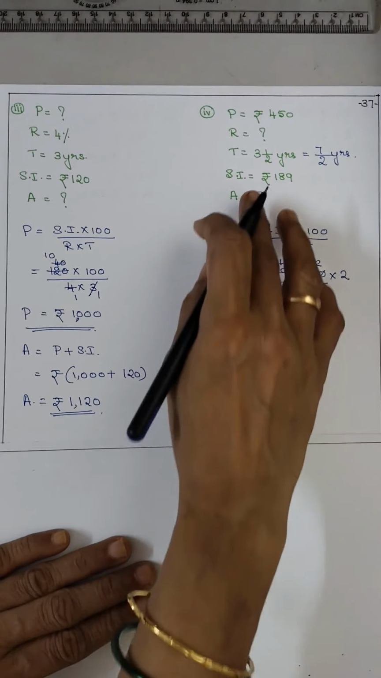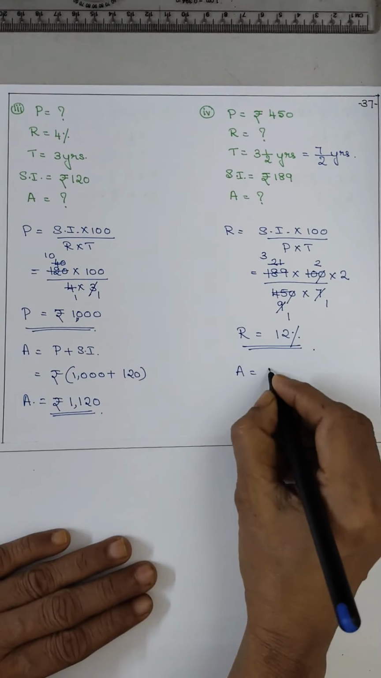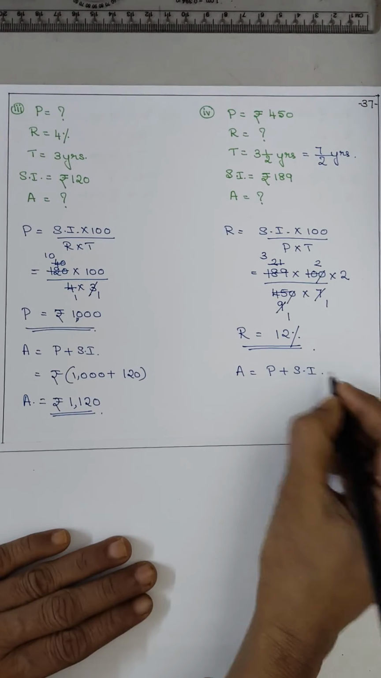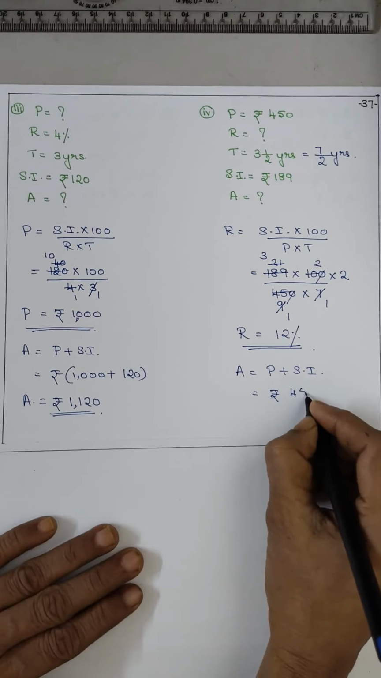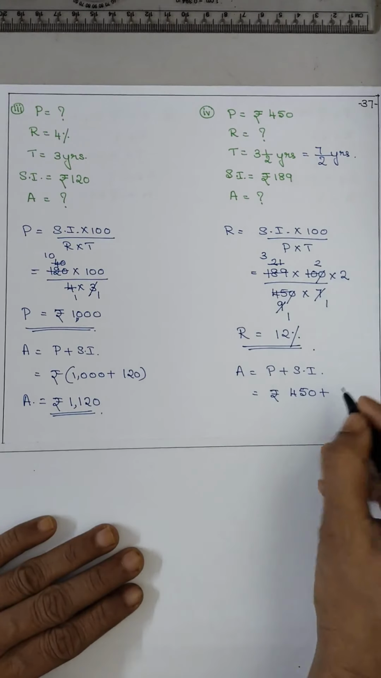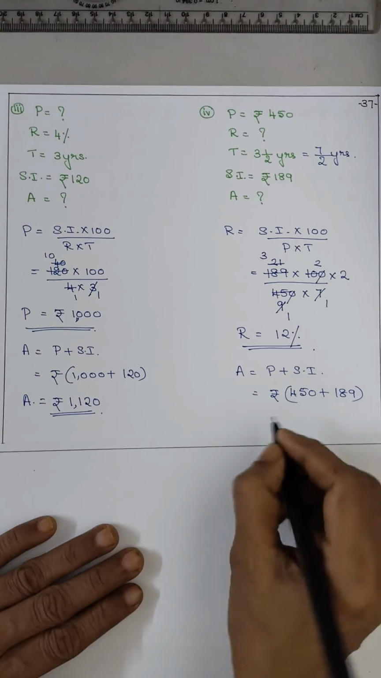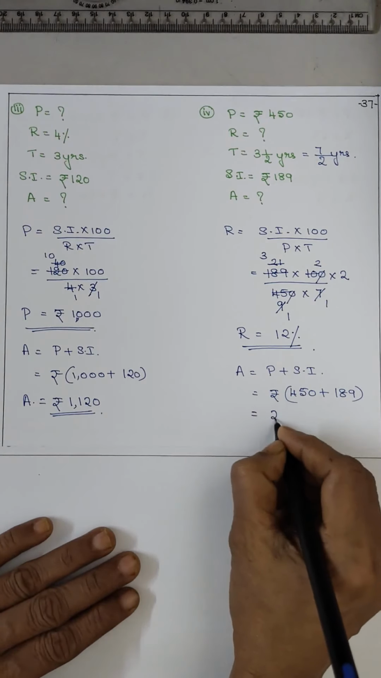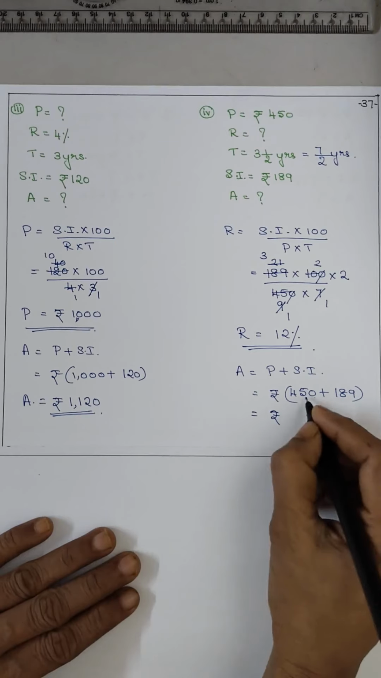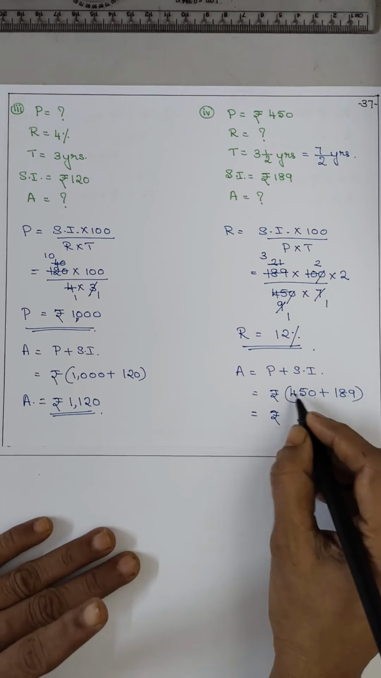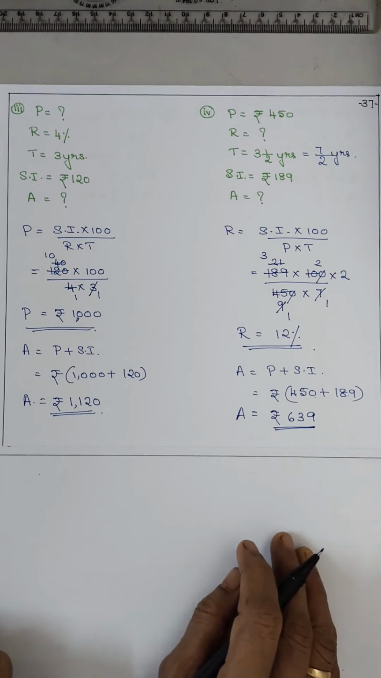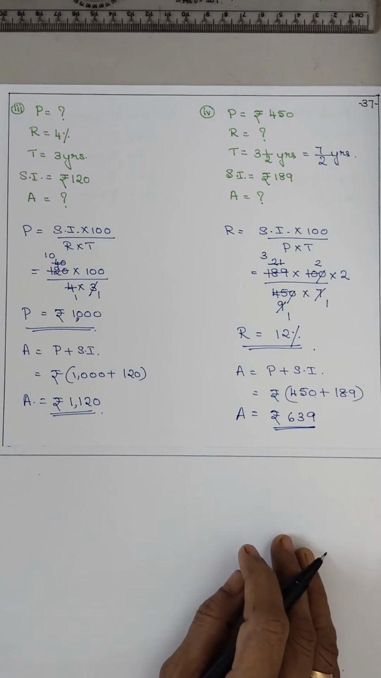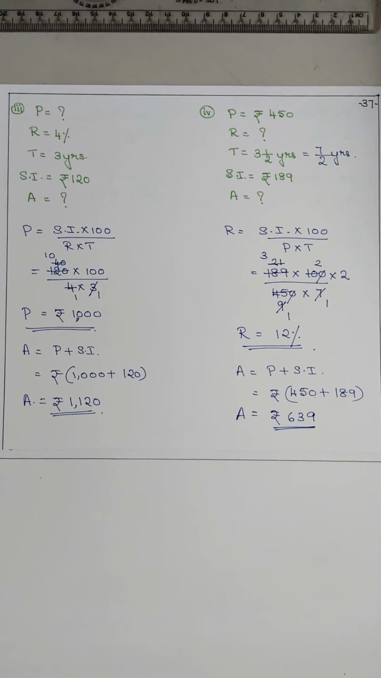Understood? Now they have asked A. Amount is equal to principal plus SI. Principal, how much is it? Rupees 450 and SI is 189. So you will get rupees 639. Amount is 639. Is it okay? So that was question number first, fourth subdivision.